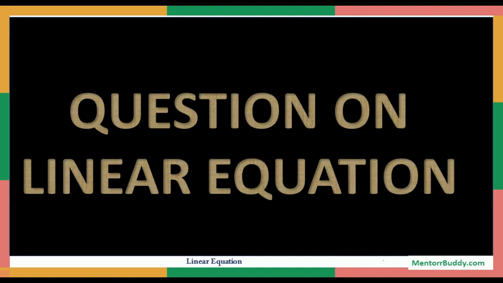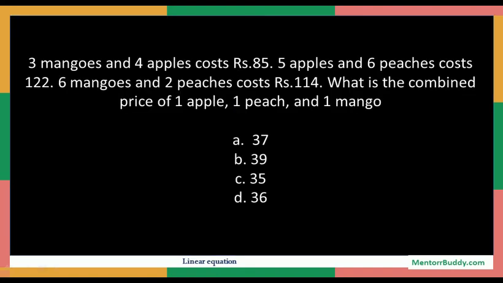Here we are going to discuss the question which is based on linear equation. Now coming directly to the question first. The question says 3 mangoes and 4 apples cost rupees 85. Then 5 apples and 6 peaches cost rupees 122. Then 6 mangoes and 2 peaches cost rupees 114. Then what will be the combined price of 1 apple, 1 peach and 1 mango? And the listed options are 37, 39, 35 and 36.